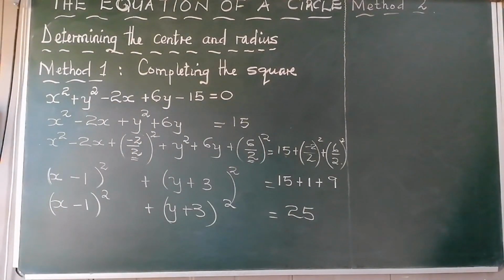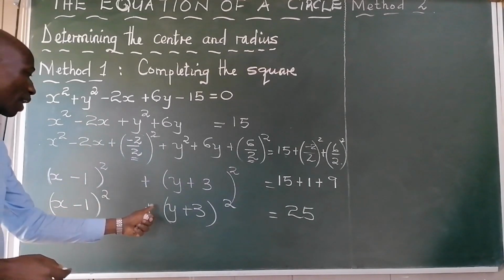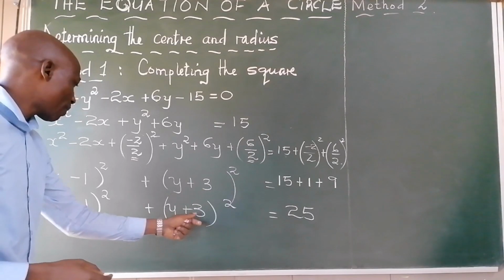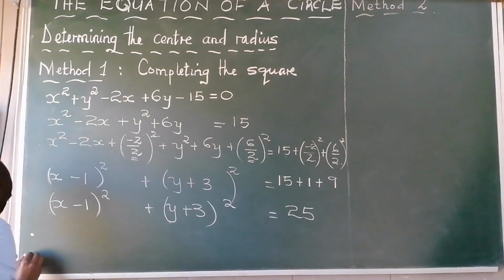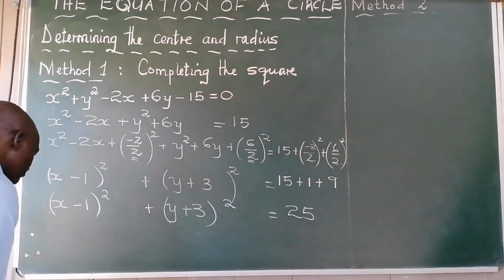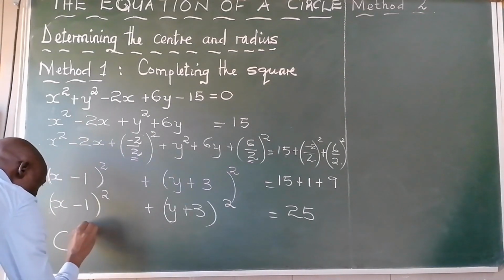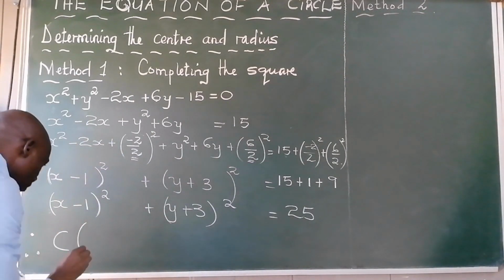Now, if you remember, the standard form for the equation of the circle is x minus a squared plus y minus b squared is equal to r squared. Therefore, our conclusion would be our center C would be equal to positive 1.